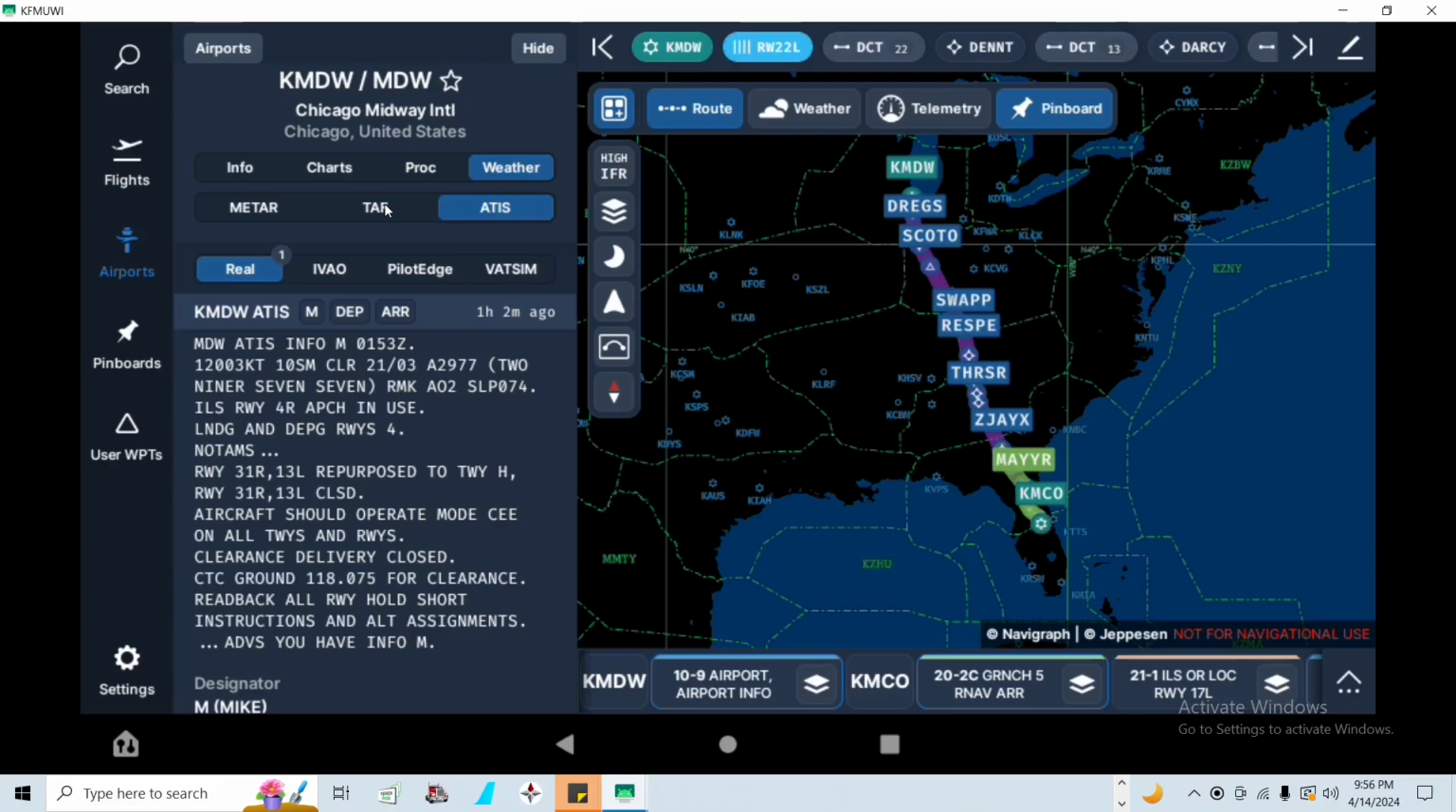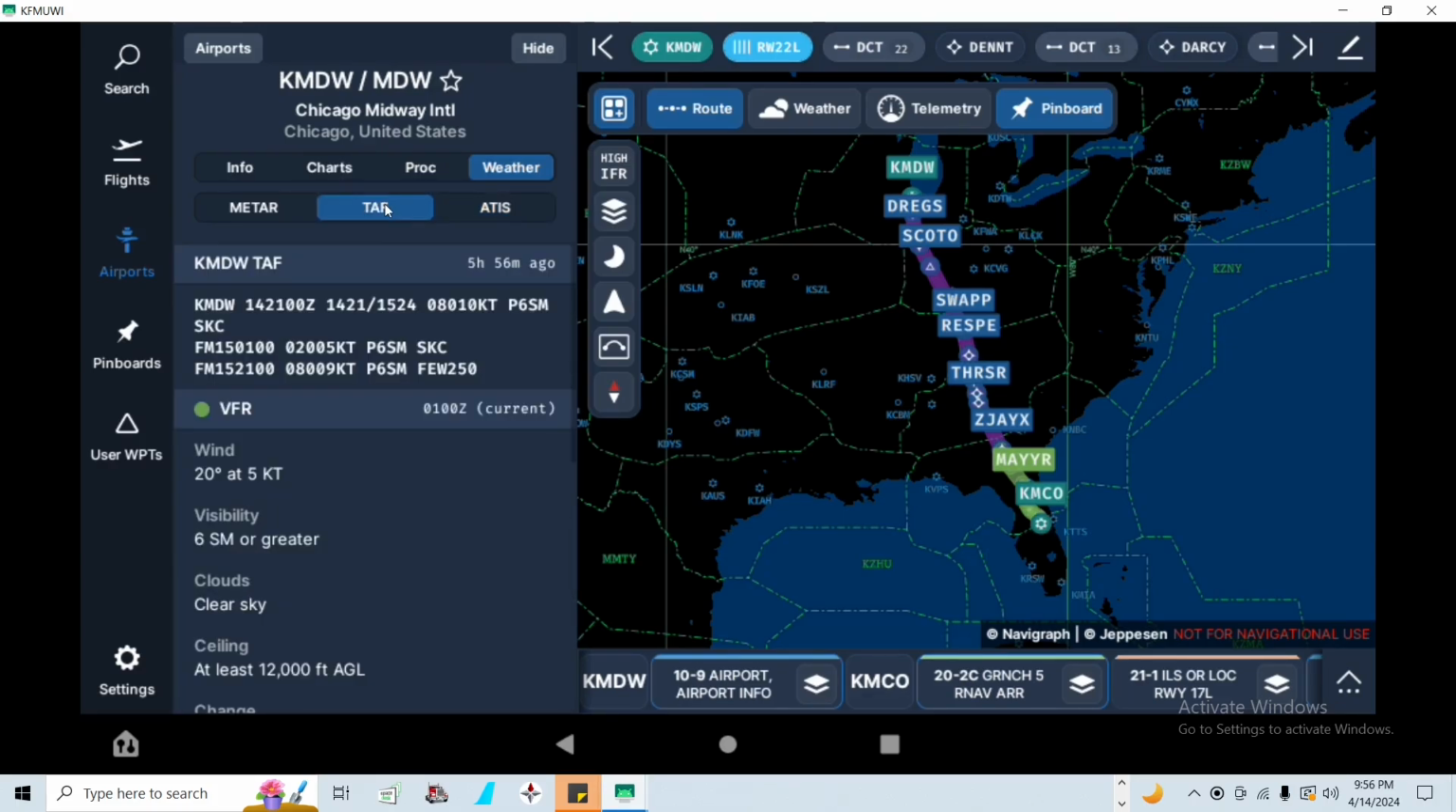Let's go ahead and go over to the TAF section here, and we'll learn about what TAFs are. Basically, what TAFs stand for is Terminal Aerodrome Forecast. As you see here, you got again Kilo Mike Delta Whiskey, which stands for Midway. You would then see 142100 Zulu. So what that is telling you is 14 is the date, and then 2100 Zulu, that is the time.